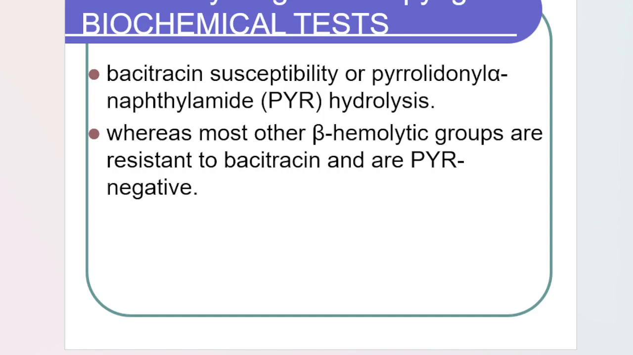Bacitracin susceptibility or PYR hydrolysis. Okay, so it is susceptible and that is positive for PYR hydrolysis. Whereas other beta hemolytic groups are resistant to bacitracin and they are PYR negative. Okay?